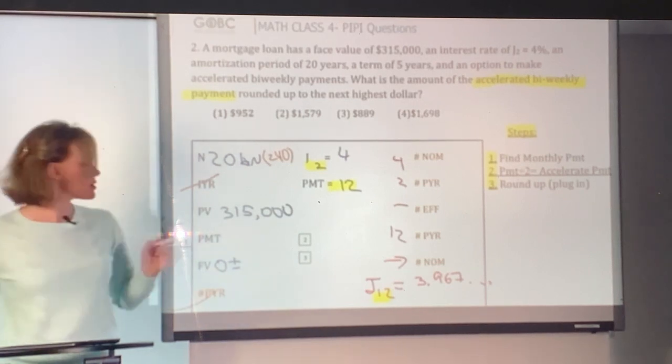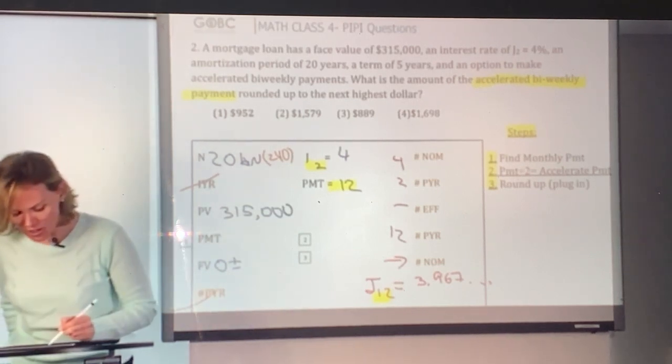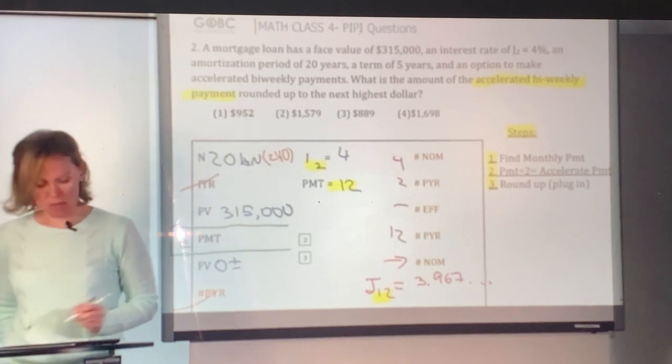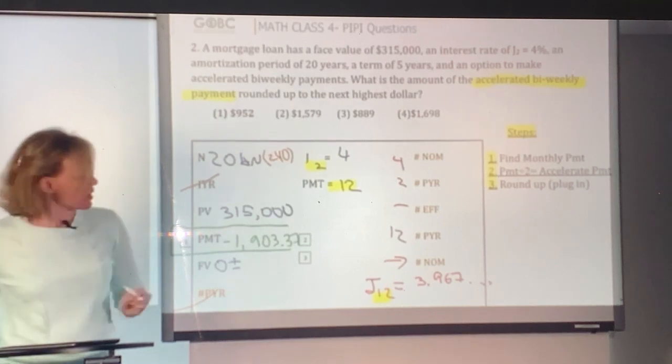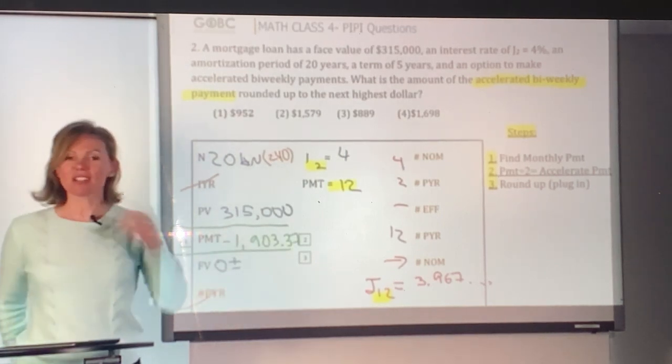What are we looking for? We're always looking to find the payment first. So first we have to find the initial payment, and that payment will be your monthly payment. What do you get for the payment? Let me know. It should be negative. Mine came up as 1,903.37.